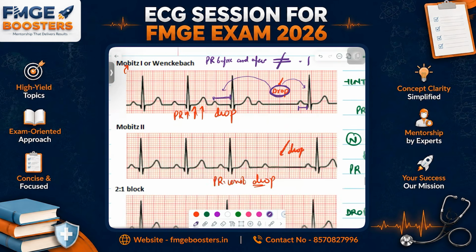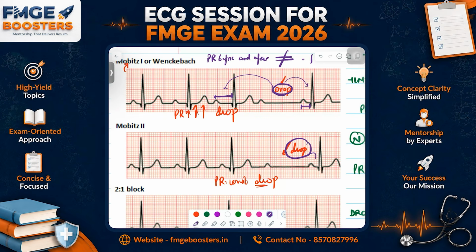Okay, now let's see the type 2 one. Here is a drop. See this PR and then see this one. Guys, this is a P but it has no R, so don't count it. This is a P wave, you don't have to see it. This is PR, right? Now see the PR in front of the drop and the one behind the drop. Is it equal or not? Yes, it is equal.